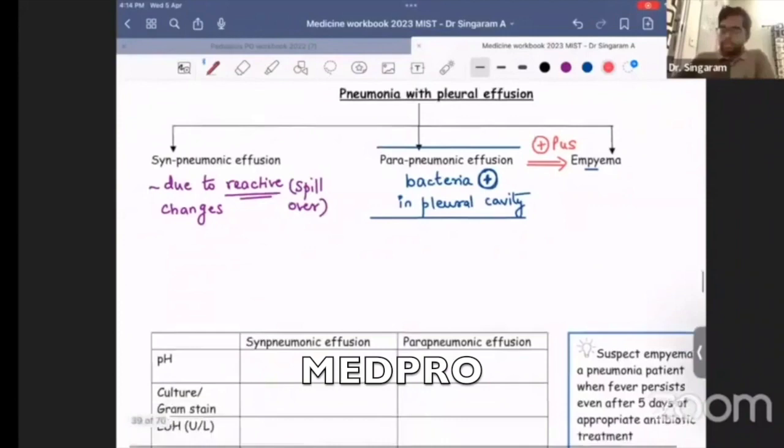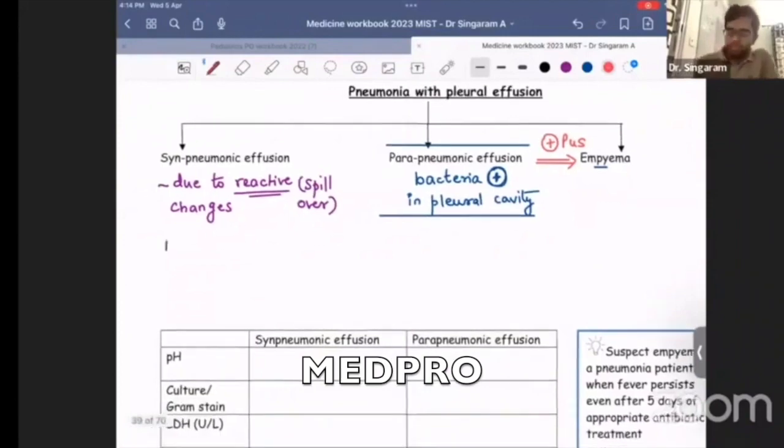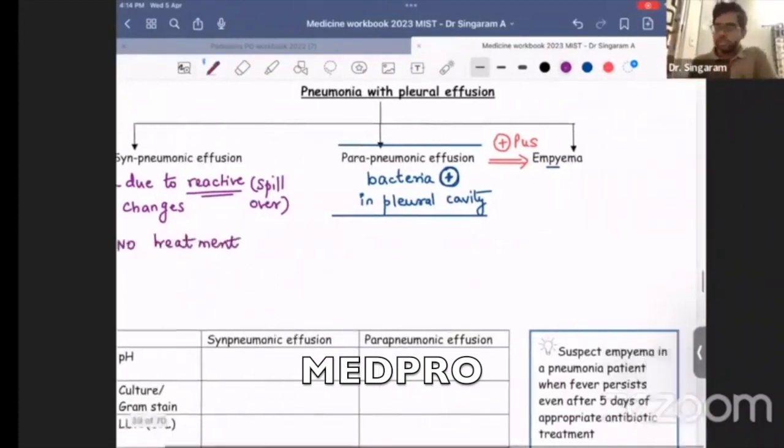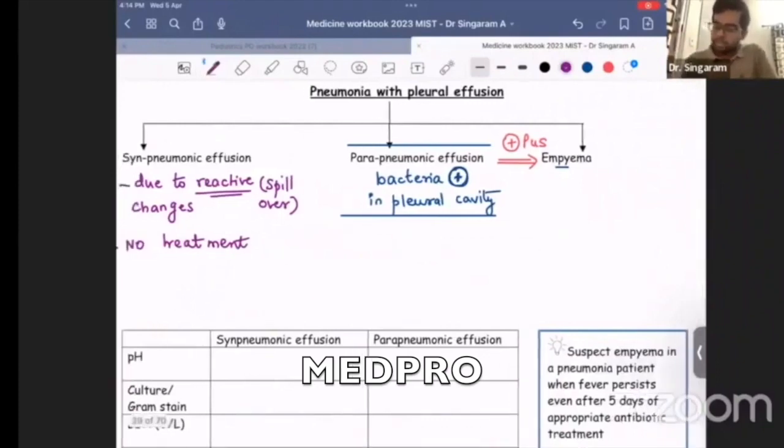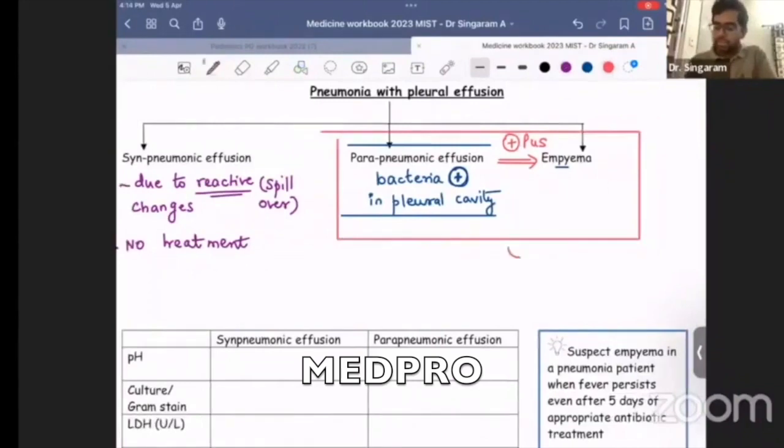The point to be noted is pneumonic effusion. I have already told you no treatment is required. Correct? Pneumonic effusion, no treatment is required. Why? Because as you treat the pneumonia, pneumonic effusion also will settle. Whereas parapneumonic effusion and empyema, it requires treatment. What is that? You have to put an ICD drainage. Are you able to follow this?